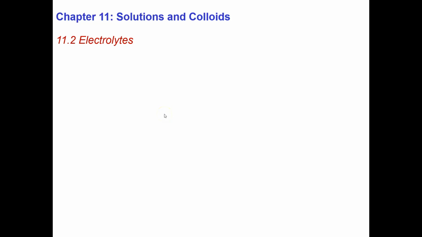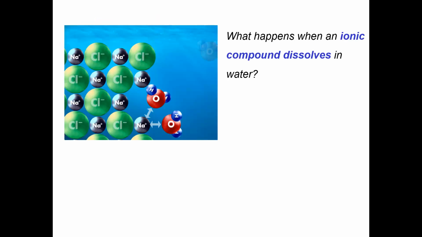In section 11.2, we discussed the topic of electrolytes. And electrolytes are simply solutions that are able to conduct an electrical current. So previously, we had considered what happens when an ionic compound dissolves in water. And what we said happened was that polar water molecules interact strongly with ions at the surface of a crystal and pull those ions out of the crystal and into the solution.